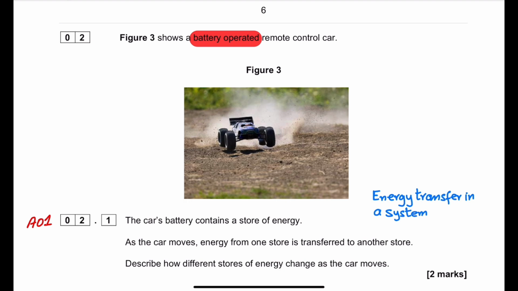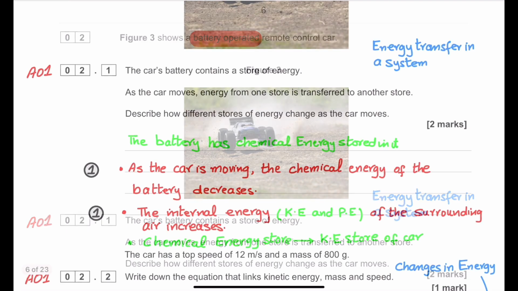Students usually make a mistake here. They just try to write that chemical energy store is transferred into kinetic energy store of the car, but it is insufficient information. Let's see the model answer.